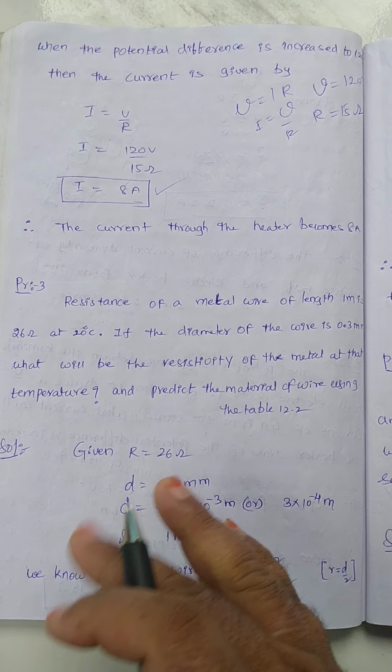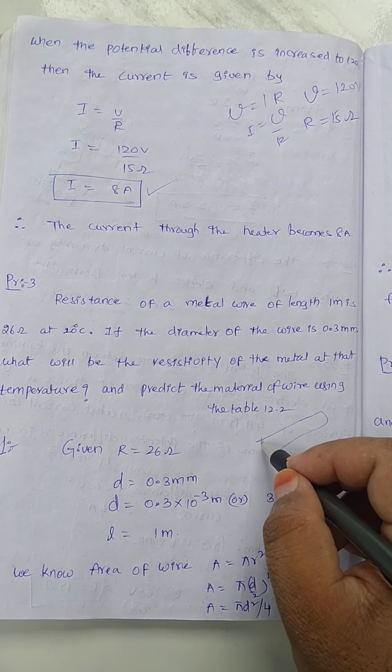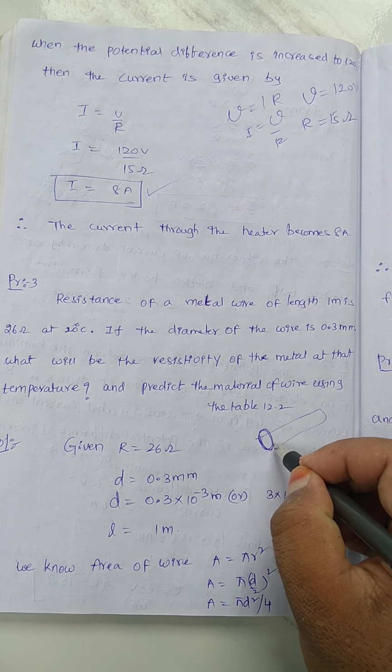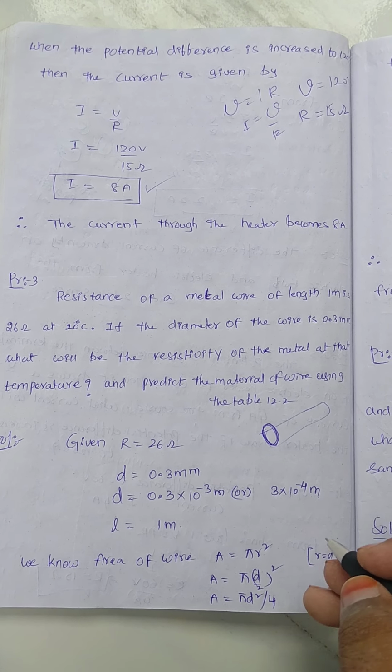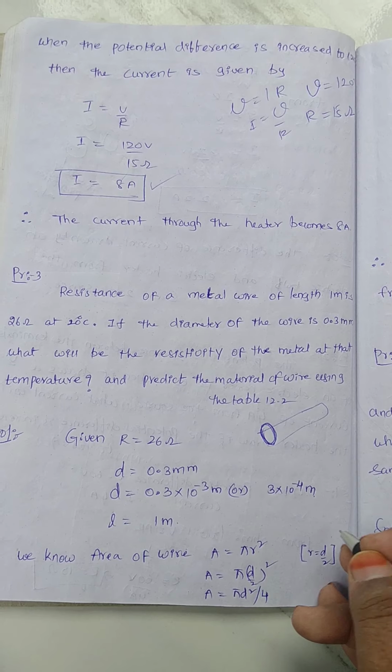But we need the area of the wire. For example, if you take a conductor, this is the area of cross section. This is the area of the wire, and the formula is pi r square. But we know r equal to d by 2. Why? Because they did not give the radius, they gave the diameter.